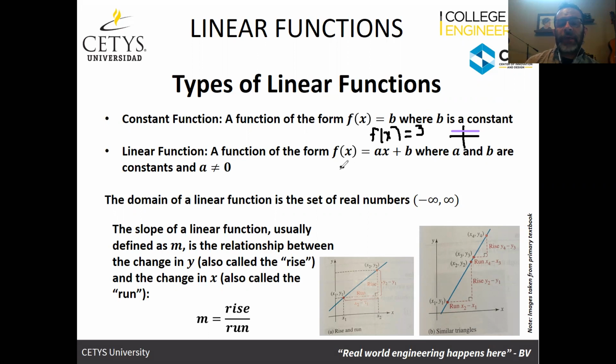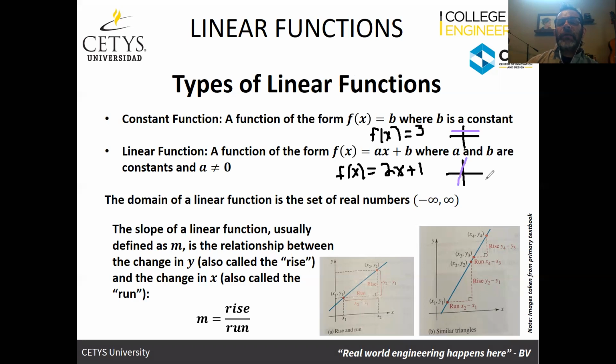So for example, I can have a function of the form f of x equals, I don't know, 2x plus 1. And this could be an example of a linear function in a more general form. Okay. And in the case of 2x plus 1, if we were to graph that, it would be a function that goes something like this.